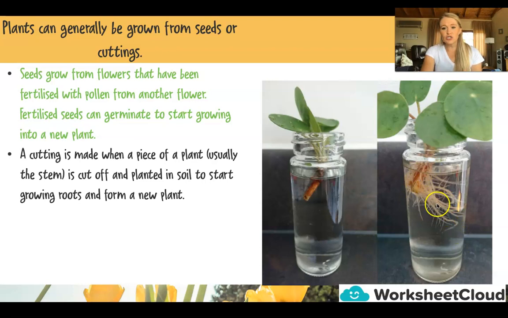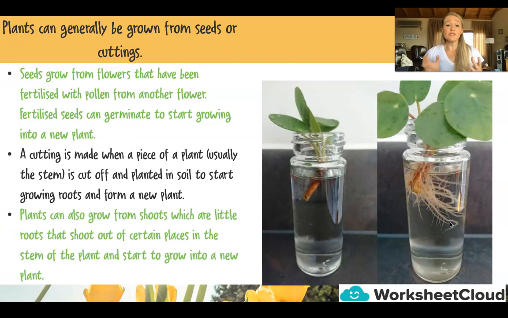Roots actually start to grow from the end of that cutting or that stem, and when roots start to grow, we can then replant your plant in soil, and it will grow and develop into a new plant. So that's also something that you can try at home. Get a cutting, put it in some water, observe the growth every day.